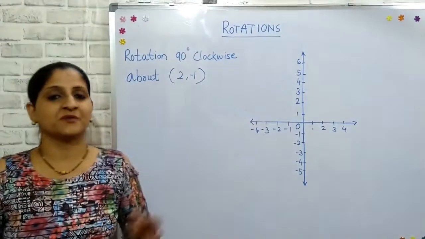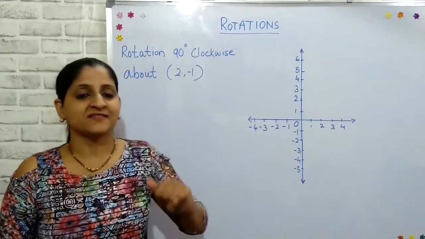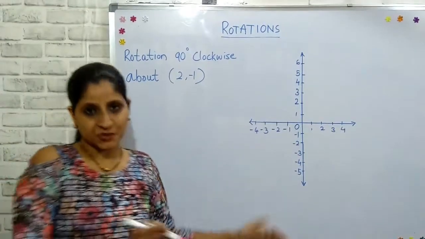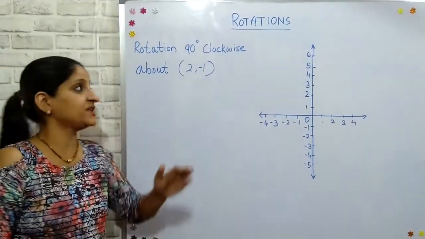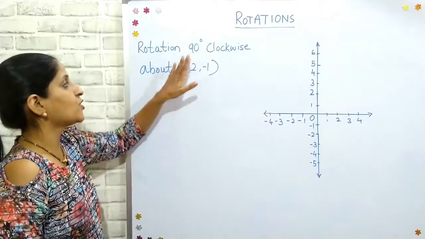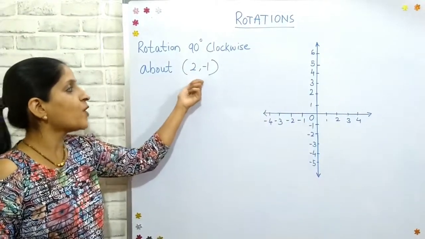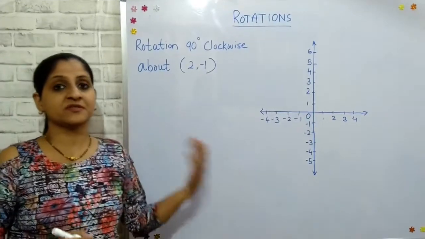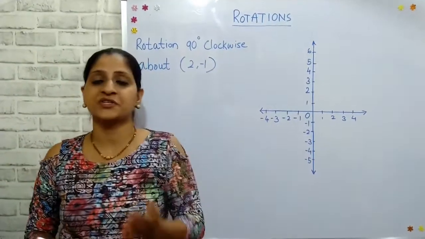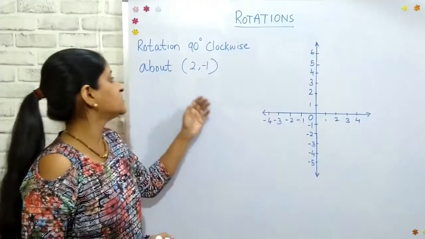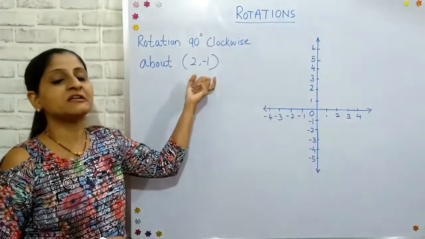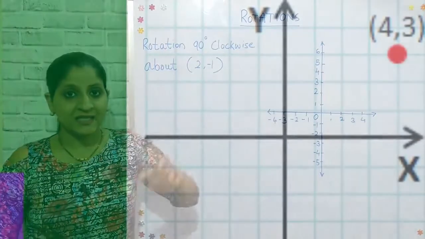We're going to learn about rotations, and the difference from the previous rotation concepts that we learned. In today's video, we are learning 90-degree clockwise rotation about a point that is given to us. In the previous video, we learned 90-degree rotation about the origin. In this video, we are going to focus on the center of rotation being a different given point.